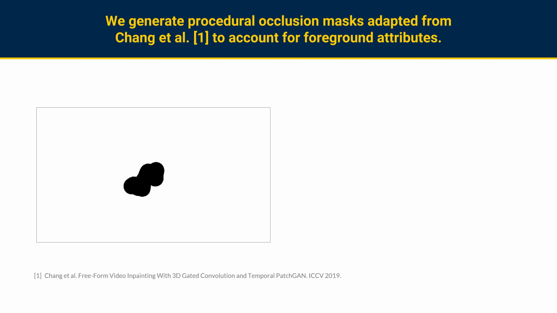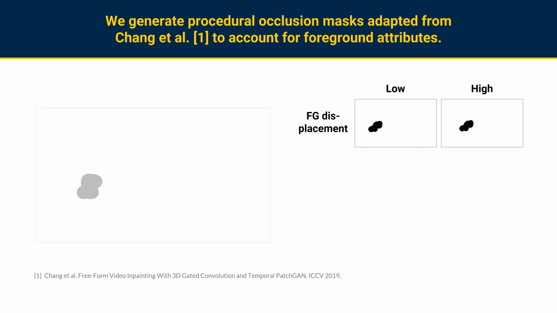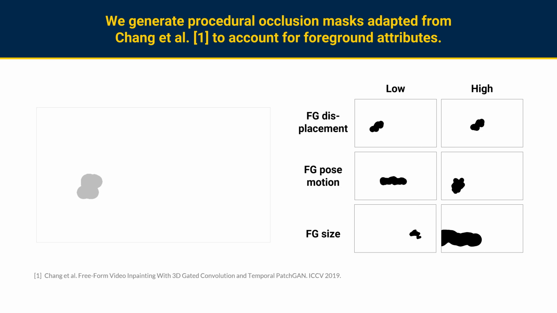Alongside source videos, we also produce occlusion masks controlling for foreground object size and motion. Specifically, we control the foreground displacement, which is how much the location of the mask changes over time relative to the field of view, the foreground pose motion, which is how much the mask shape changes over time, and finally the foreground size. To generate masks, we extend the procedural blob strategy of Chong et al. by adding greater control over these attributes.